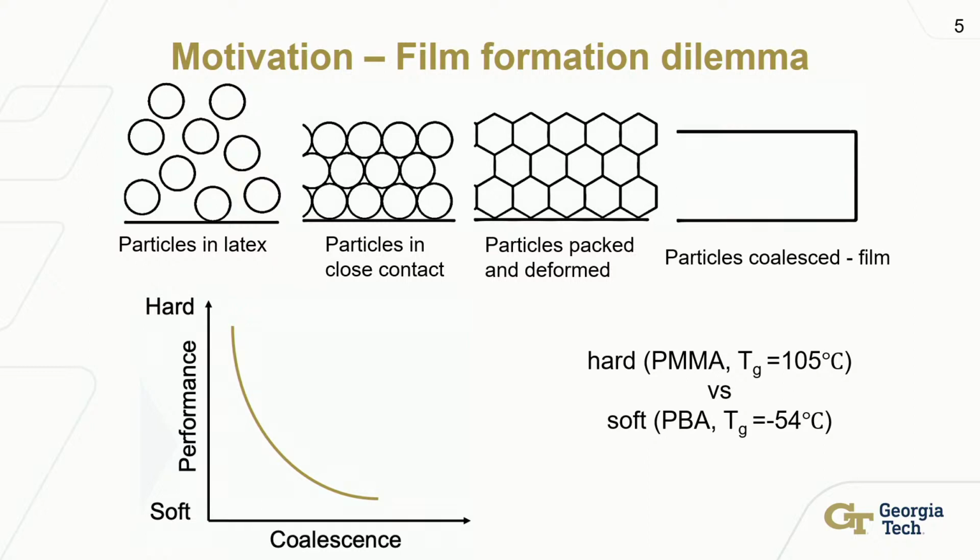So one of the challenges is how can you keep them soft for the initial drying stage to form the film without adding these organic volatile coalescents? And then how do you have them transition to being hard as early as possible, within the first day of drying.